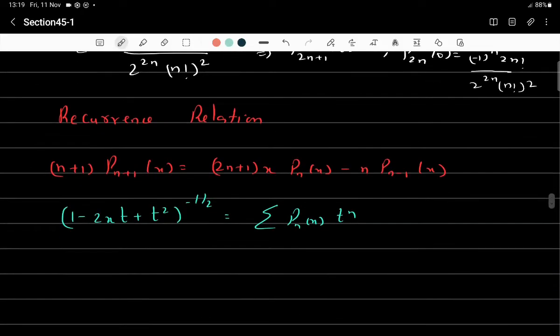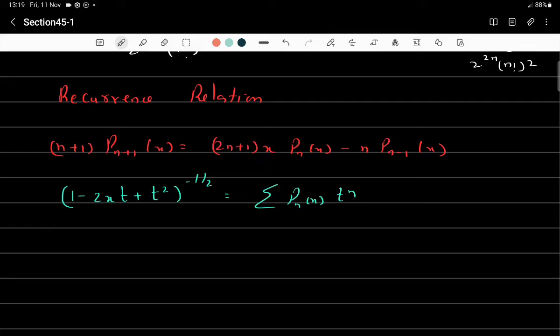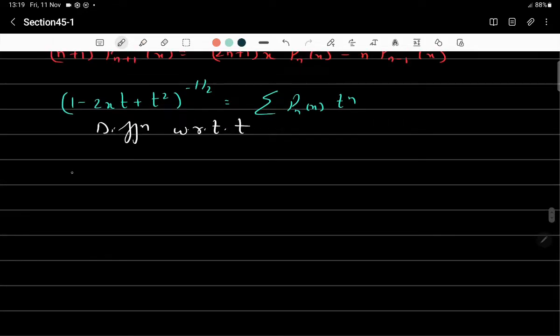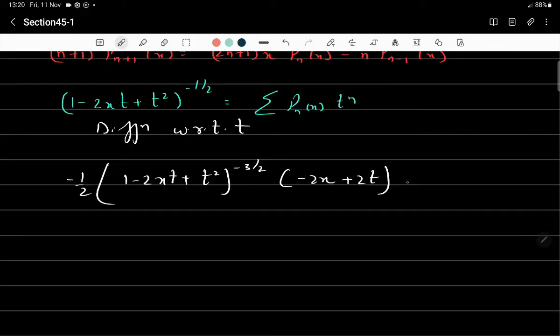So I will again use the generating function, and in the generating function you can see that I need P_{n-1}, P_{n+1}. So therefore, to have the different coefficient, I must differentiate with respect to t. So differentiate with respect to t and see what you are getting. So the left hand side is minus half, then (1 - 2xt + t^2)^(-3/2), then (-2x + 2t), and the right hand side is P_n(x) remains as it is, so n t raised to the power n minus 1 and P_n(x).